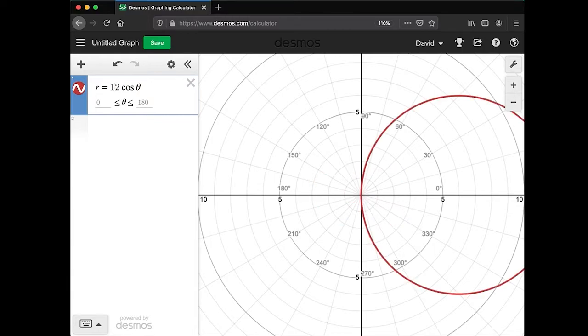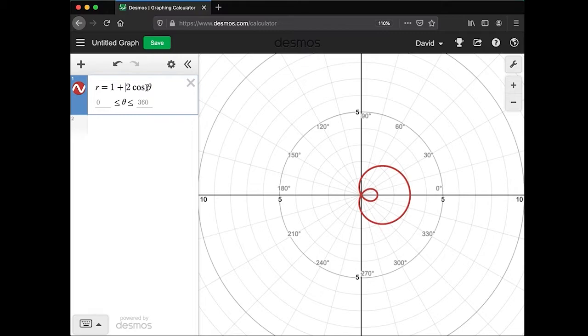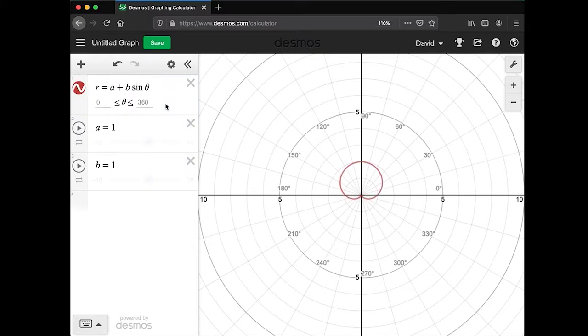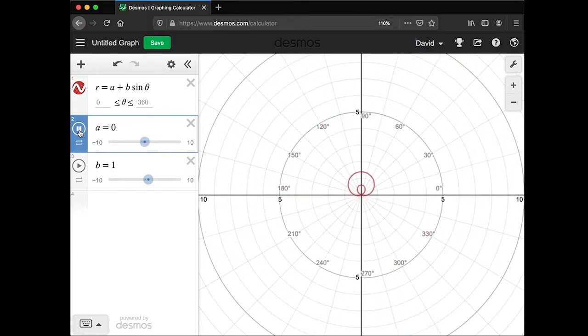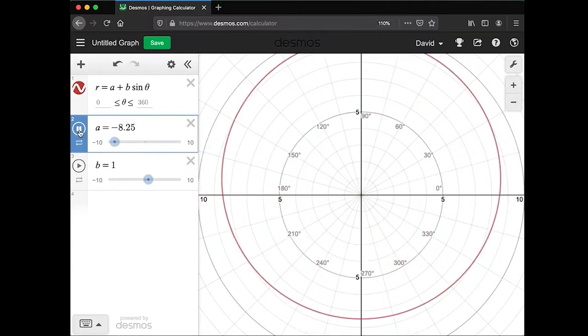Now, one of the things that we are going to cover, sometimes we do have a symmetry. If it's cosine, it's symmetric to the x-axis. We change it to sine, it's symmetric to the y-axis. And we actually can place a slider if you want to make it a little more interesting. A, B, and then add the sliders. So we can see what happens with the value of A as it gets smaller or larger. And let's pause it at 2.